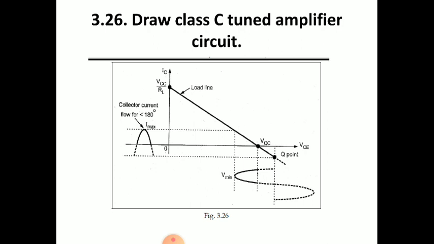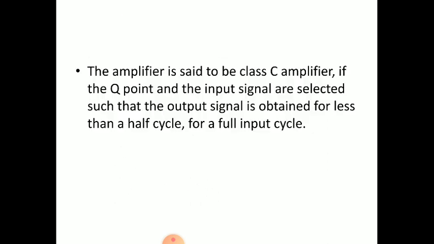From the figure you can see clearly that collector current flows for less than 180 degrees. That is important. Collector current flows for less than 180 degrees. Why? Because of this Q point selection. The amplifier is said to be a class C amplifier if the Q point and the input signal are selected such that the output signal is obtained for less than a half cycle.